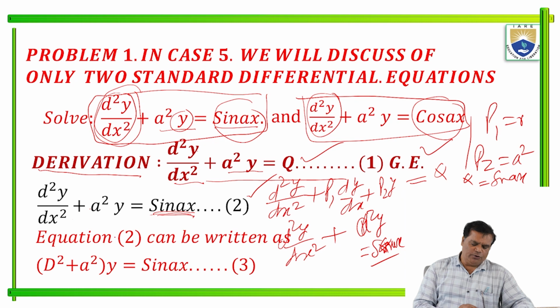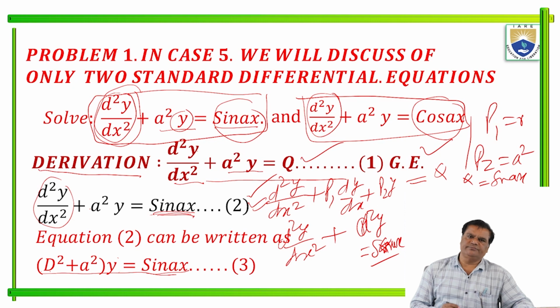So here equation 2 can be written as d2 by dx2, this is the second derivative, represented by D squared, plus a squared, y is common, equal to sin ax. This is the derivative form, D form, of the differential equation. This differential equation is also known as a constant coefficient equation. This is equation 3.